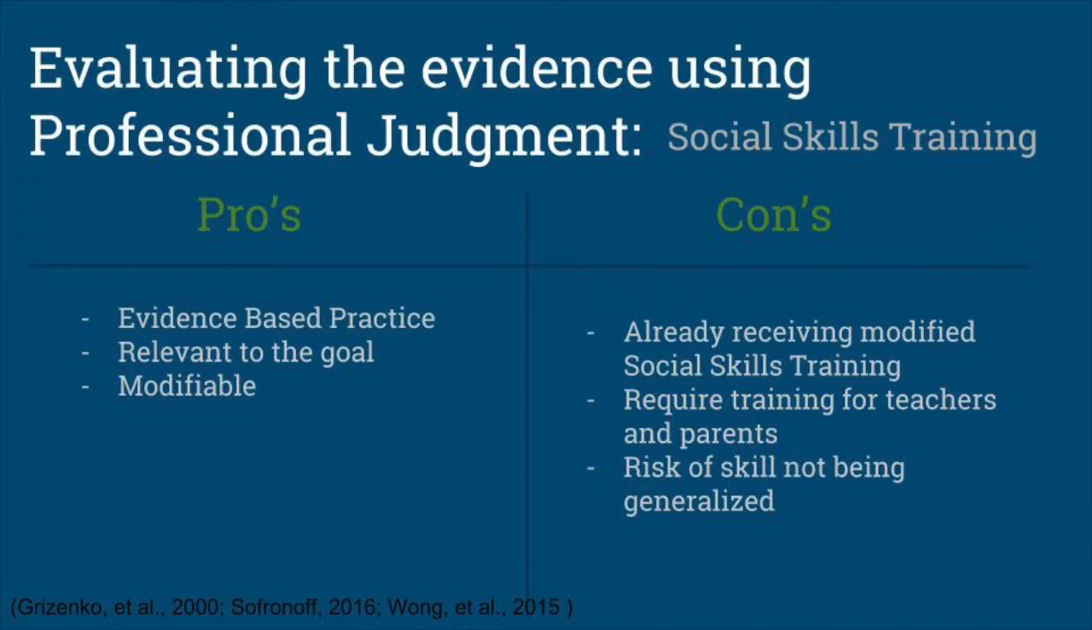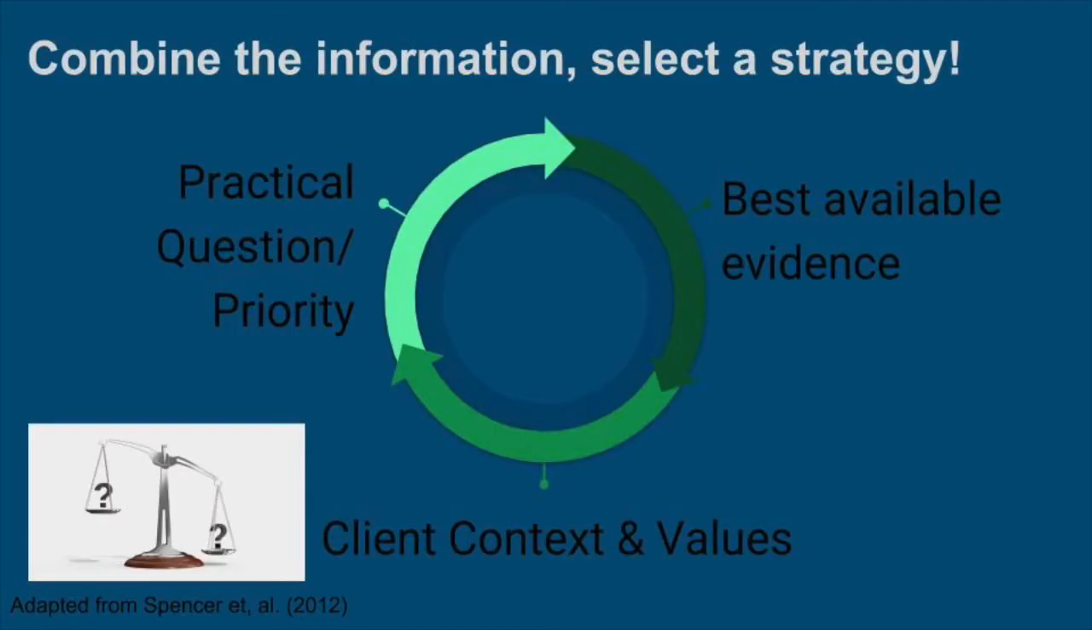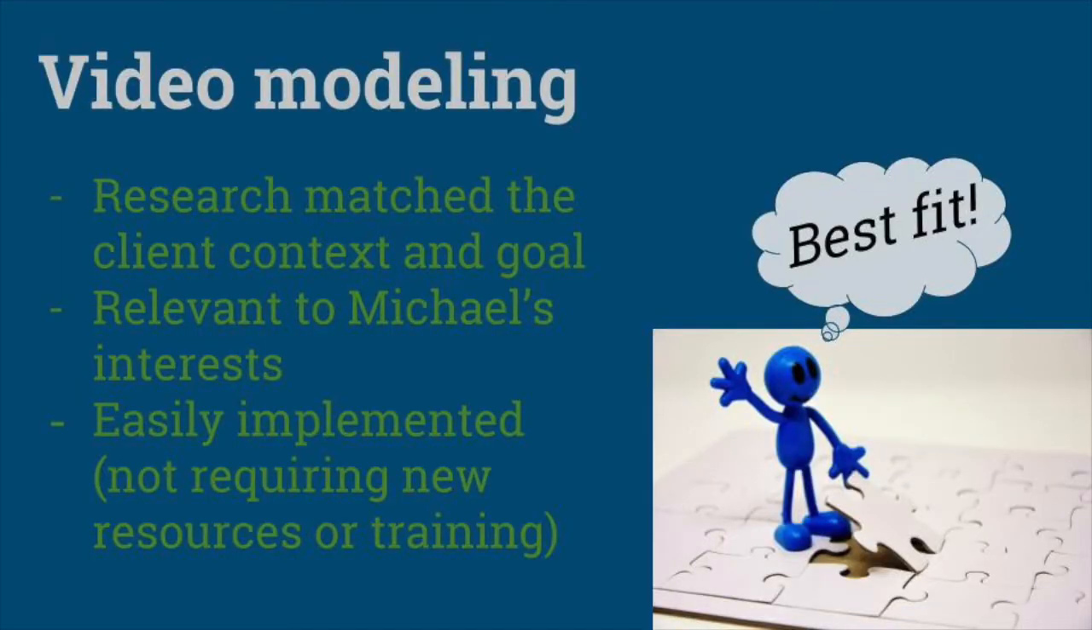When combining all the information I had, the client, context, the goal, and the best available evidence, I used my professional judgment and decided on video modeling. The research matched the client context and goal, it was relevant to Michael's interests, and it was relatively easy to implement. And that was the whole process that I went through in order to just select a strategy.